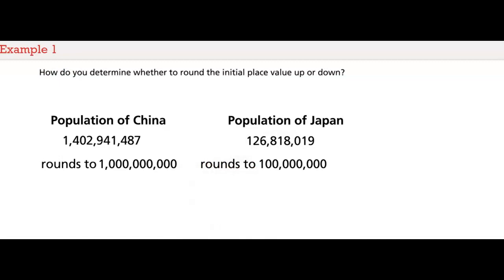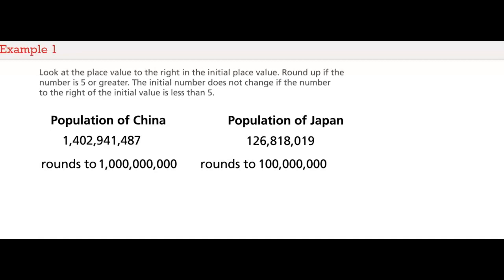How do you determine whether to round the initial place value up or down? Look at the place value to the right of the initial place value. Round up if the number is 5 or greater. The initial number does not change if the number to the right of the initial place value is less than 5.